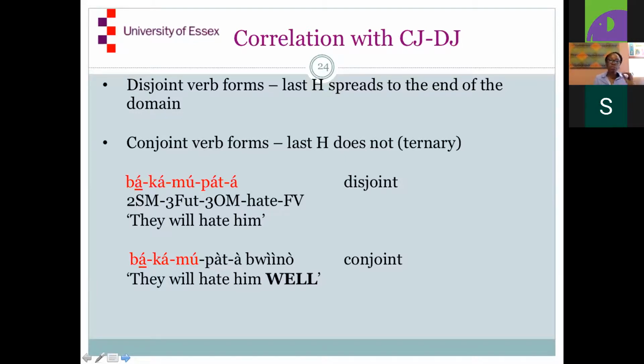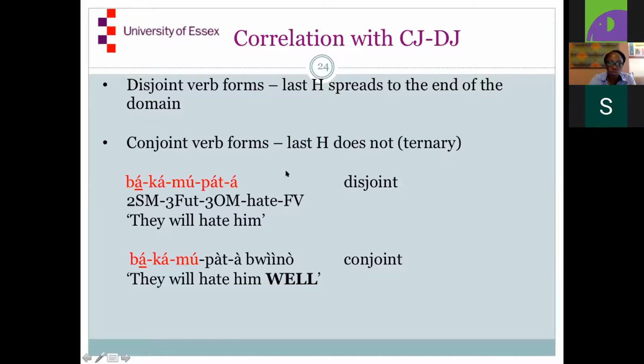In terms of this being marked by tone, here I've got a tense in Bemba, the future tense, where the conjoint disjoint is not marked by any morpheme. So this is just the future marker, and this is an object marker, mu, and this is the verb. What we see in terms of tone is that we've got a lexical high tone, which is the one underlined here in va, and then this high tone spreads right up to the end of the domain. And this spreading up to the end of the domain indicates that this is a disjoint form.